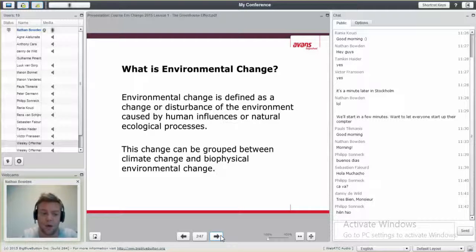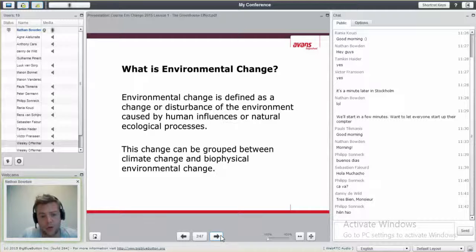It's very broad. Environmental change is defined as a change or disturbance of the environment caused by human influences or natural ecological processes. And this is a huge scale. So a change or disturbance of the environment could be at a small scale, like a park or a city, but it also can be a global scale. We'll be talking about both of those in this course.